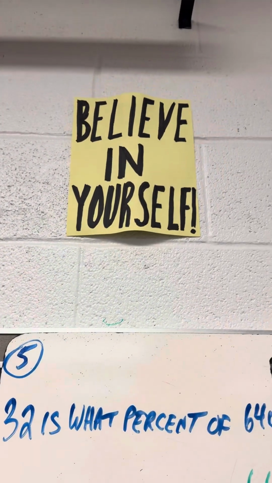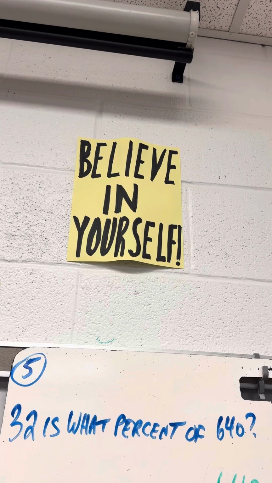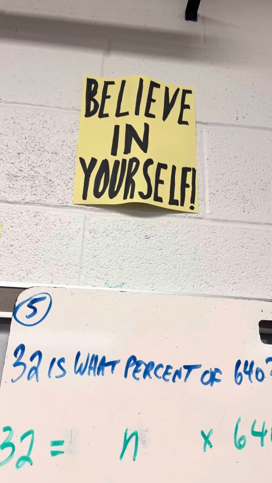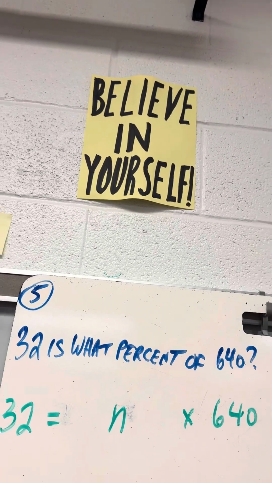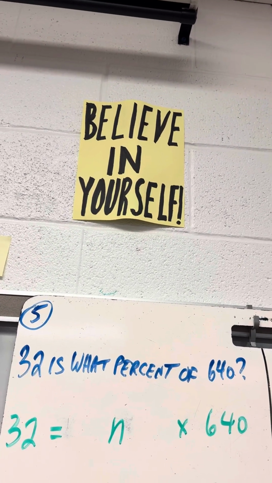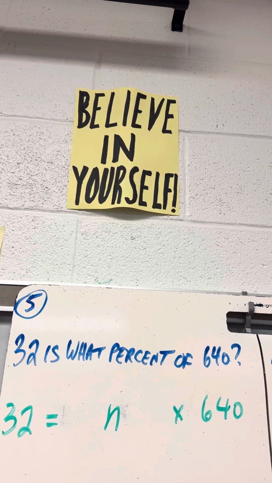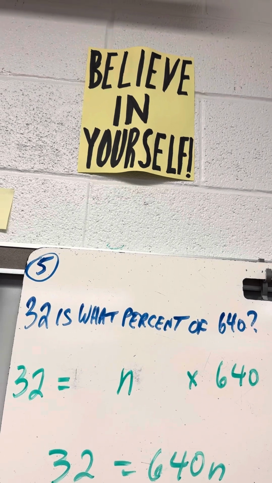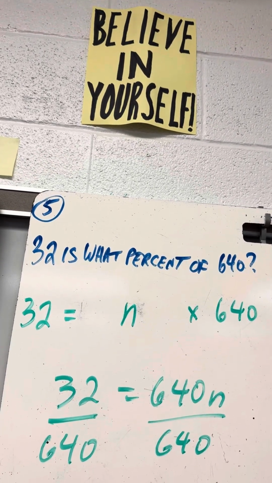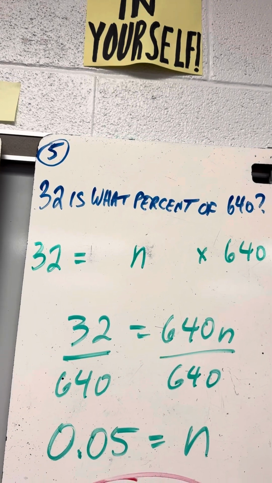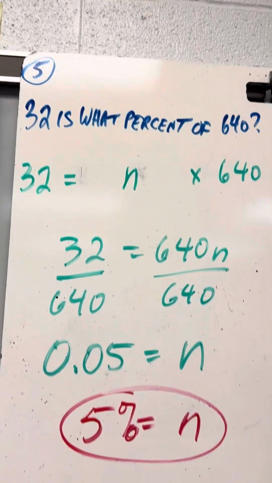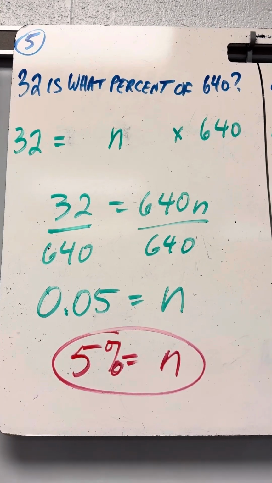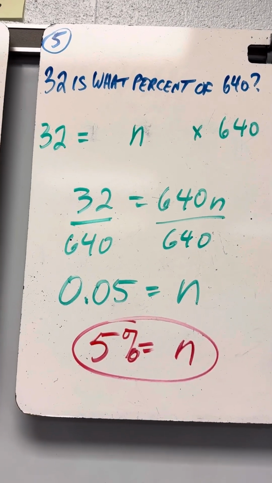Here's the other type of problem you would see in this section here. 32 is what percent of 640? So 32 equals N. Notice I use N again for what percent. Of is times 640. N times 640 is the same as 640N. So we're going to divide by 640. And you get 0.05. What percent is that? 5%. If you're doing a Delta Math assignment, you will not put the percent sign.